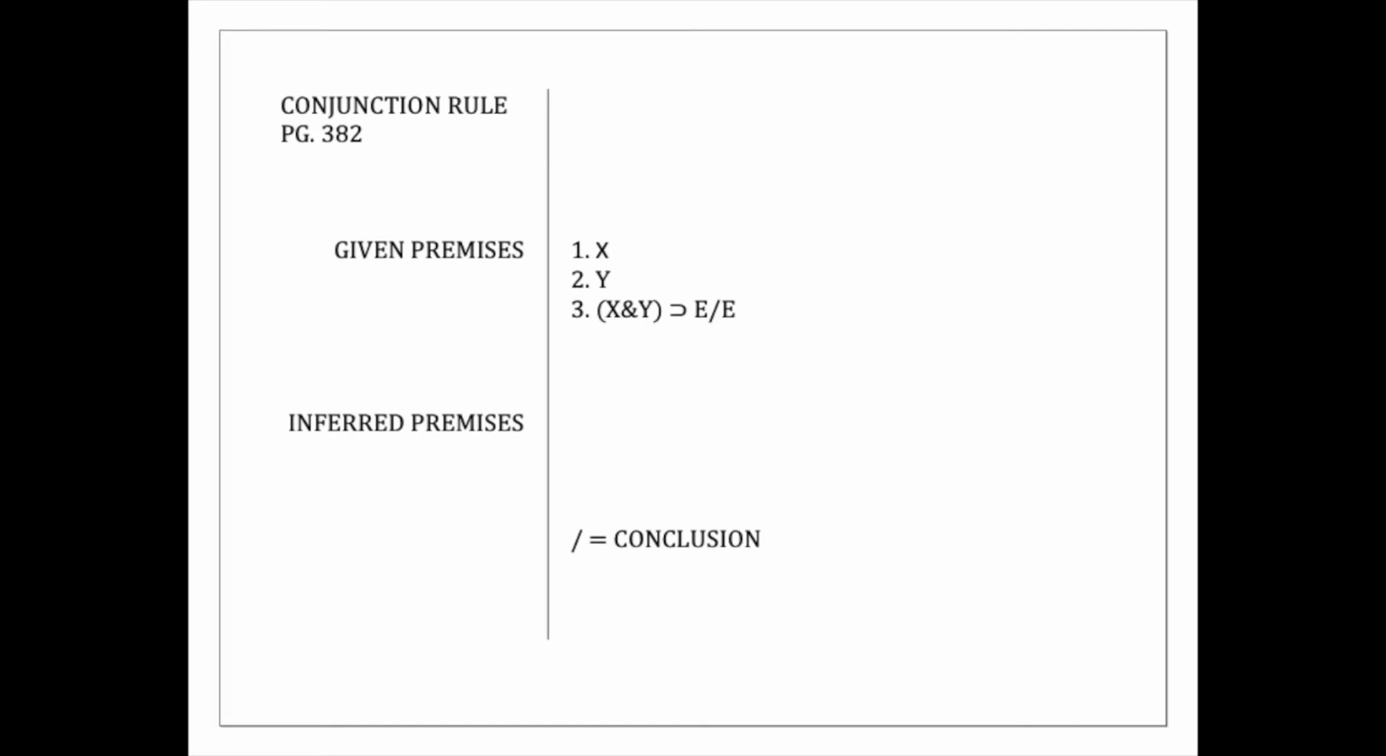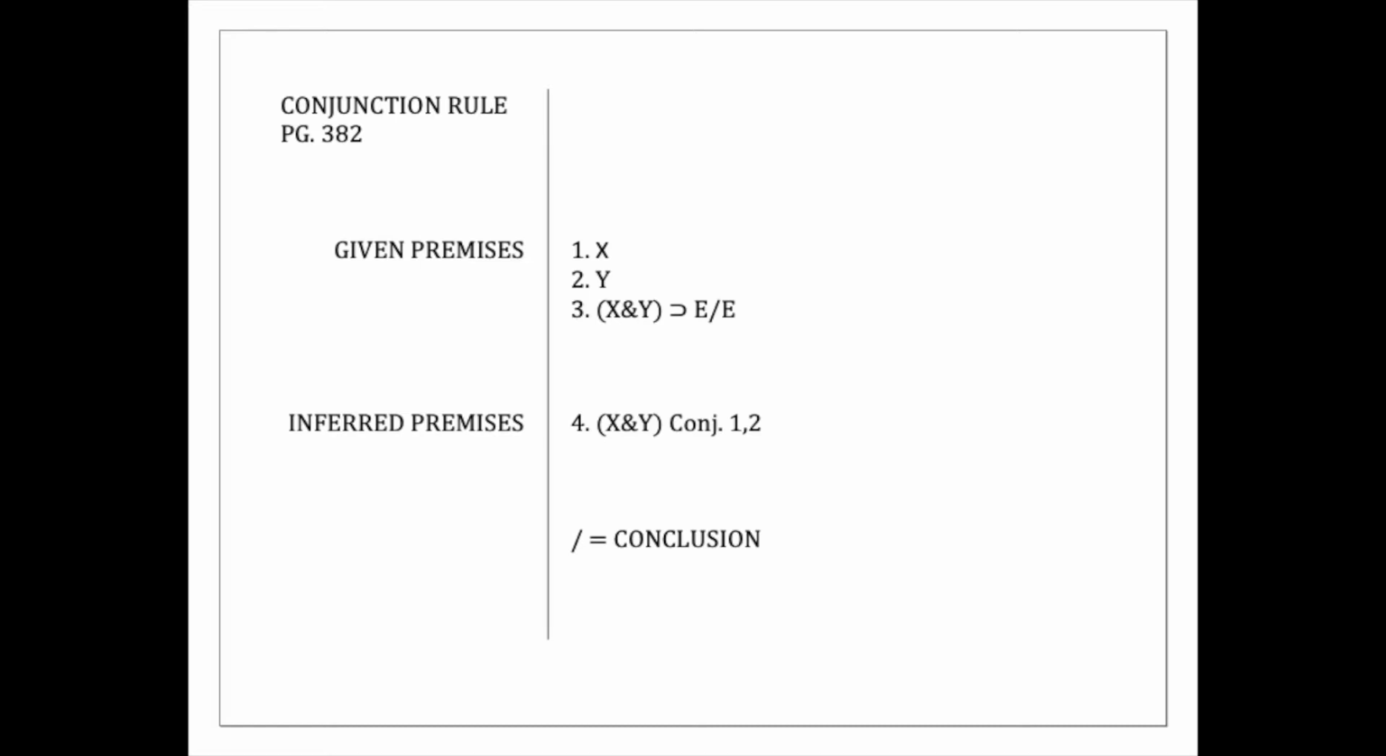You see the given information. Premise 1, X. Premise 2, Y. Premise 3, if X and Y, then E. Therefore, E. So what can we infer? The first inferred premise is X and Y, based on the conjunction rule, premises 1 and 2. Given the sentences X and Y by themselves, we can infer the conjunction based on the conjunction rule. You can combine the true sentences that stand alone into a conjunction.